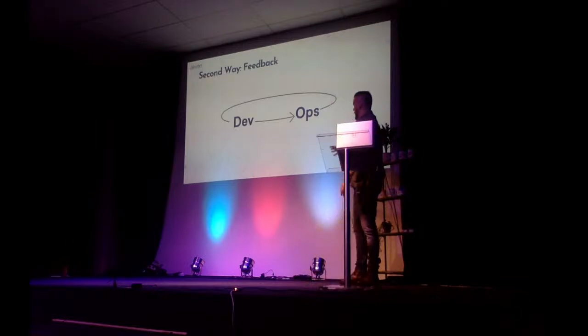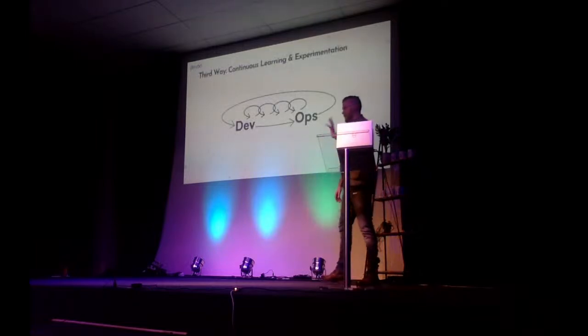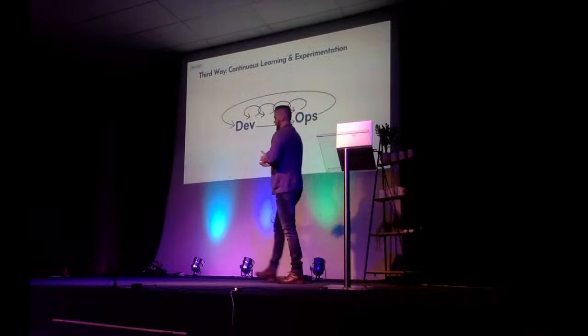That's in short the second way. So make sure we have feedback loops from right to left, and we use those to keep improving our product at the source instead of relying on inspection afterwards to see if it works yes or no. Then finally, third way, called continuous learning and experimentation.